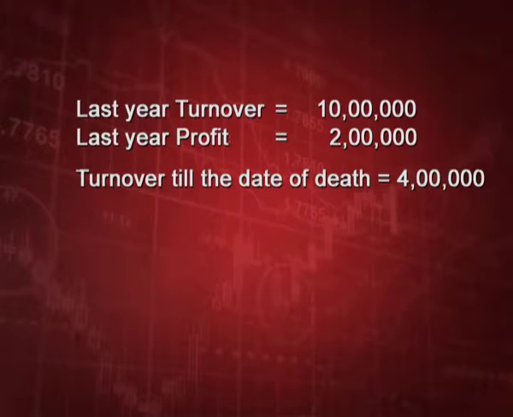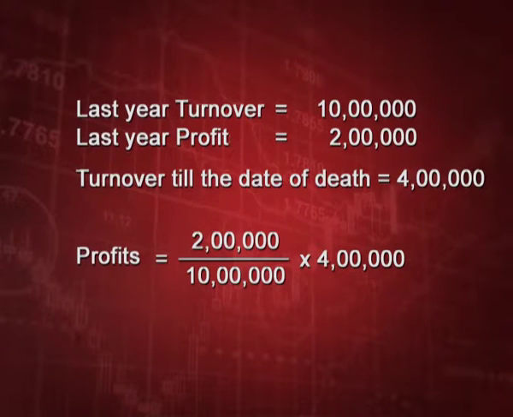Now, if we have to calculate the profits on turnover basis, let us again understand with an example. If the last year turnover was 10 lakh and the last year profit was 2 lakh, and turnover till the date of death is now 4 lakh rupees, the profits will be calculated in a proportionate manner, that is 2 lakh divided by 10 lakh into 4 lakh, which makes it 80,000, and we will calculate the deceased partner's share as given in the question. It can be 5:3:2, it can be 3:2:1, it can be equal also. So, whatever is given in the question, we will calculate accordingly.